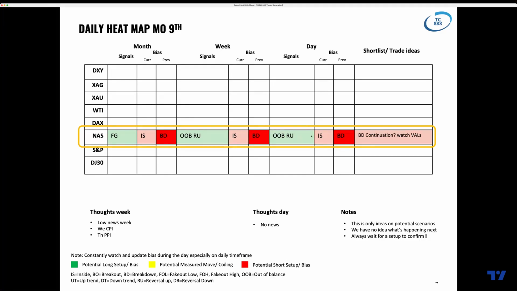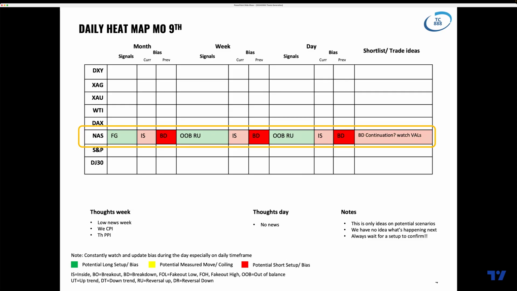On the day we are inside last day's range in a breakdown situation, out of balance close, reversing back up at the moment because we are above previous day value area high. So before taking a short, we want these two to turn downtrend and red. But still here, breakdown continuation as a trade idea, but watch value area lows for a potential entry.